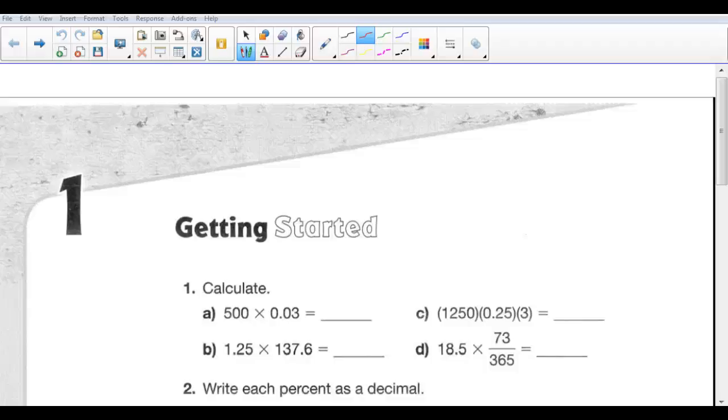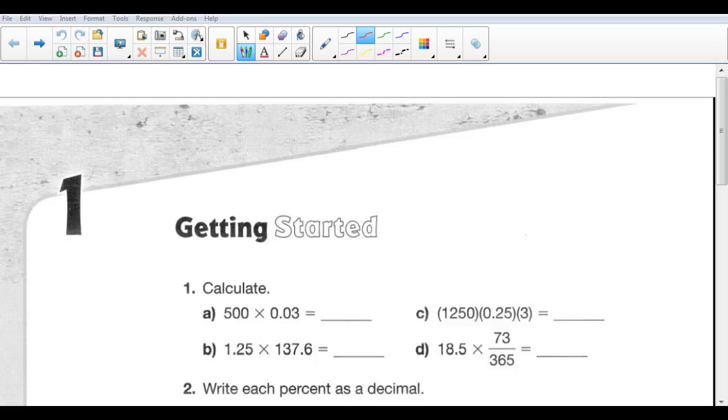Okay, welcome to Math 20-3, Chapter 1, Getting Started. Chapter 1 deals with the concept of interest and investing money, and we're going to be learning about simple interest and compound interest. First off, we're going to be doing some review, learning about how to use your calculator.